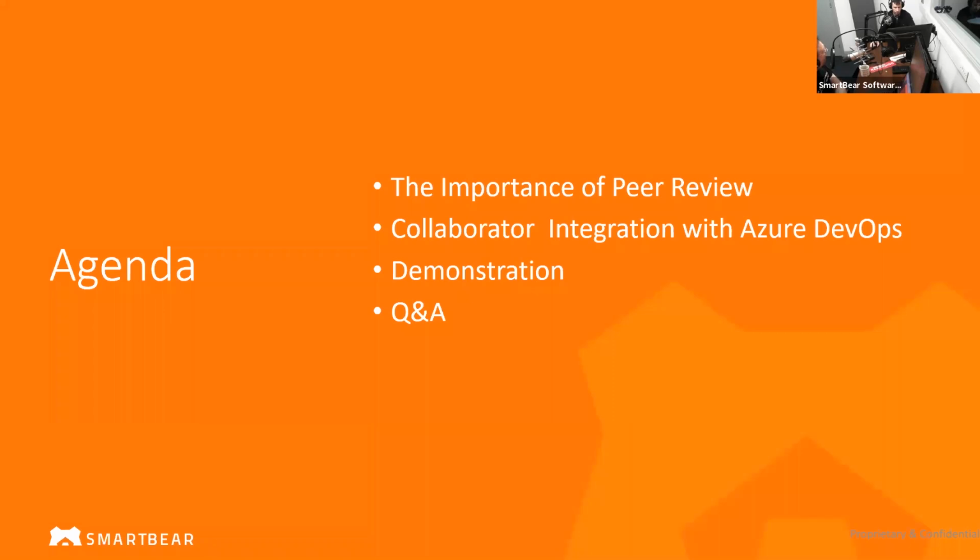So what we're going to be covering today, we'll talk a little bit about peer review itself, where it fits in your quality assurance paradigm and how important it is, and the reasons why we do it. And then we'll talk specifically about the new integration with Azure DevOps. And I'll run through a demonstration of that integration as well, and then we'll take a gap at the end for questions and answers.